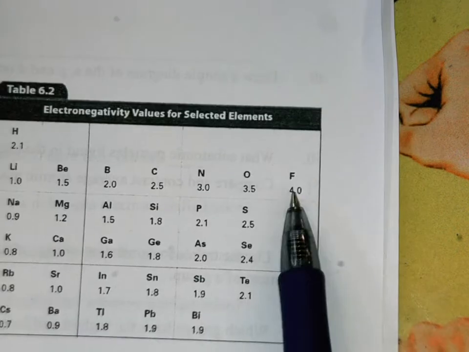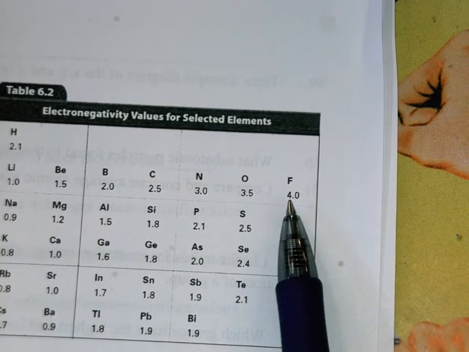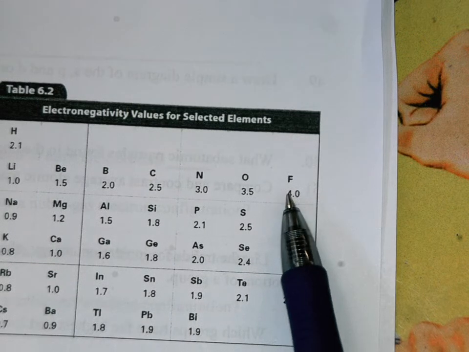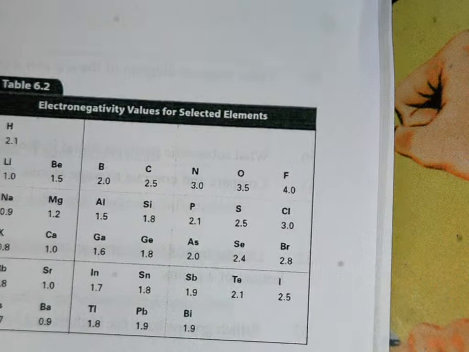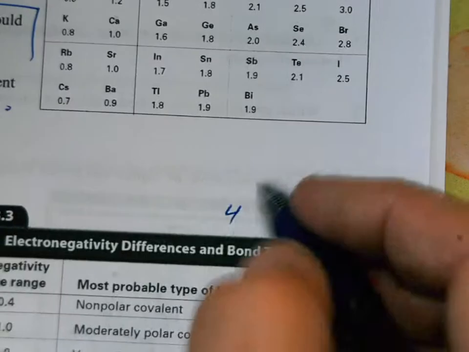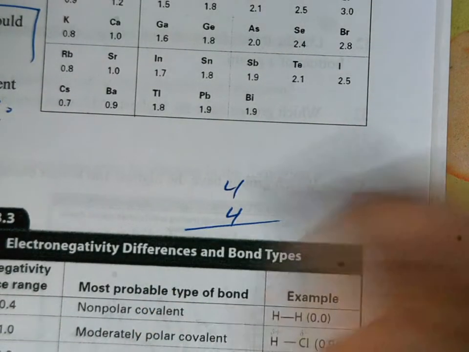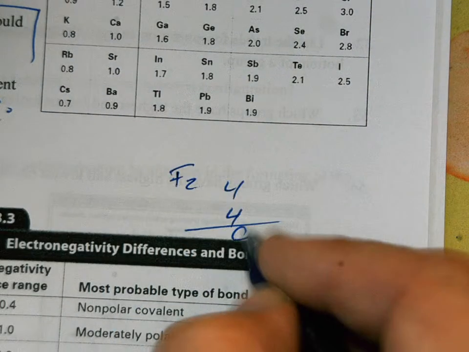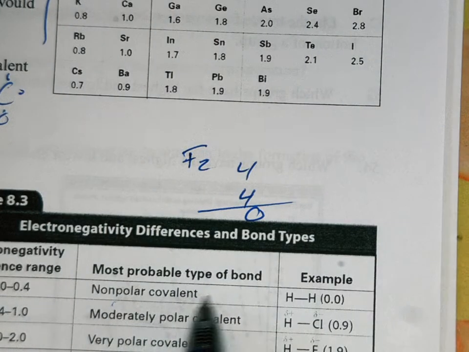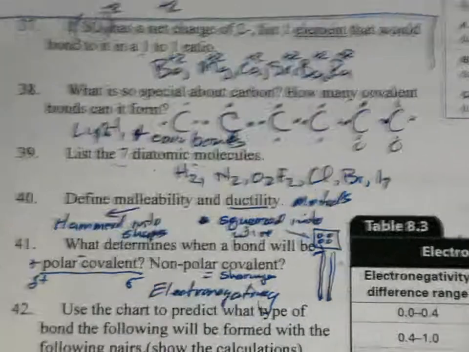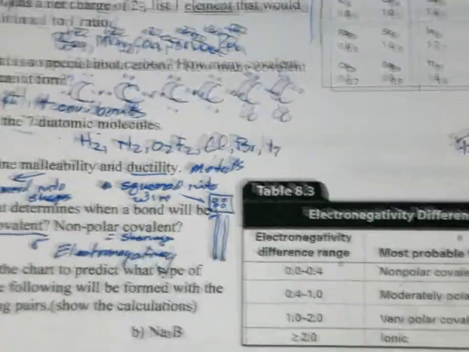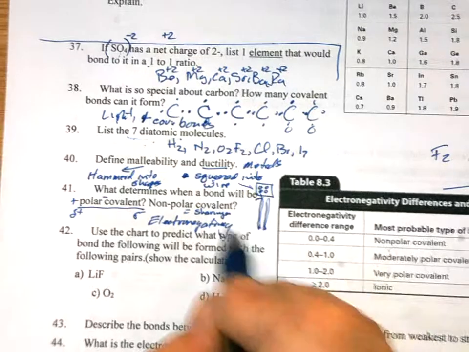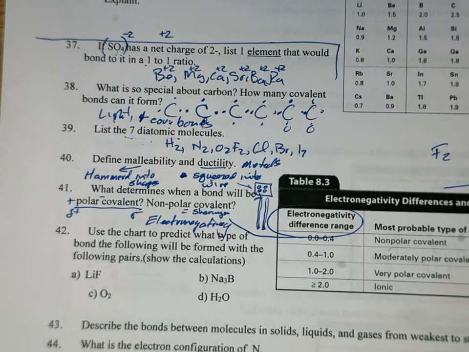Now, if you have two fluorines, they're going to be a non-polar covalent, because if you take the 4.0 of fluorine and subtract it from itself, in an F2 molecule, it becomes 0. That's an example where it'll be a non-polar covalent. But it depends upon the difference between electronegativities. So the answer to number 14 is right there: difference in electronegativity range.